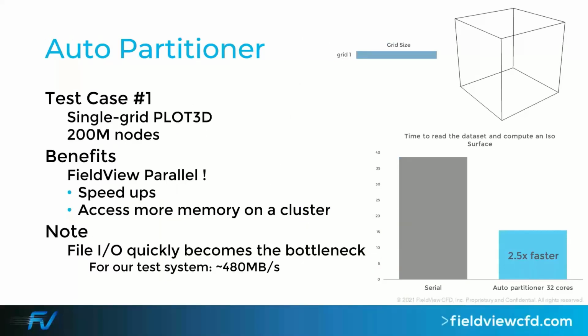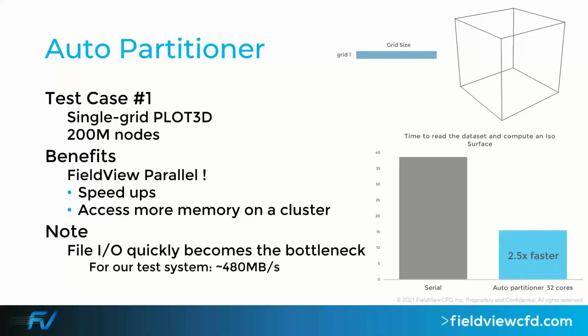The first one is going to be very simple. A single grid case, 200 million nodes. So in the past, because it was single grid, your only option for reading this was to use serial. And here you can see the time that it was taking to read the case and create a nodal surface for this data set. Now with the Auto Partitioner, you can finally use parallel on it. And here we're comparing with the time it takes for 32 cores. So you can see that we get a nice speedup of 2.5 times faster.